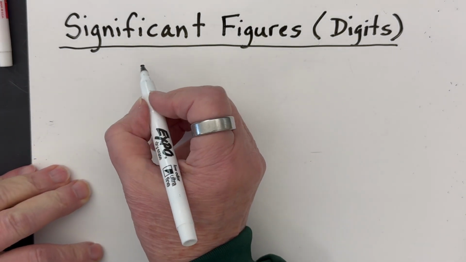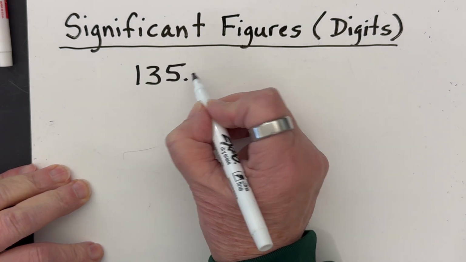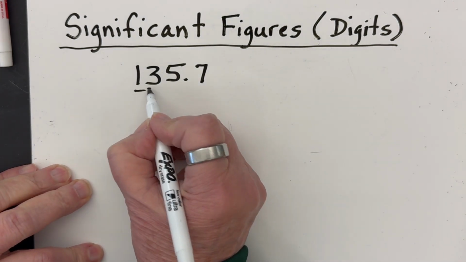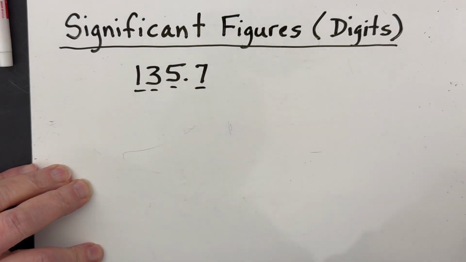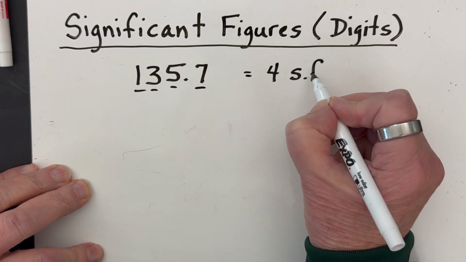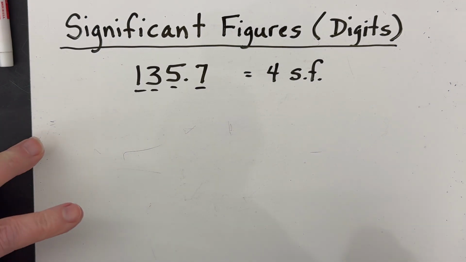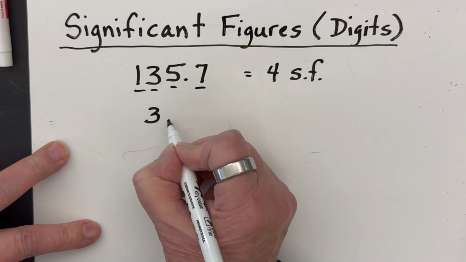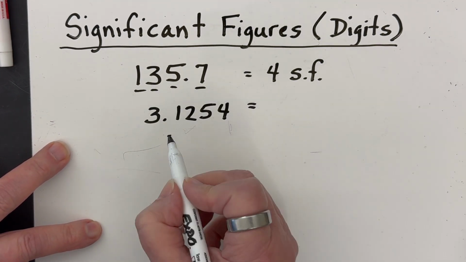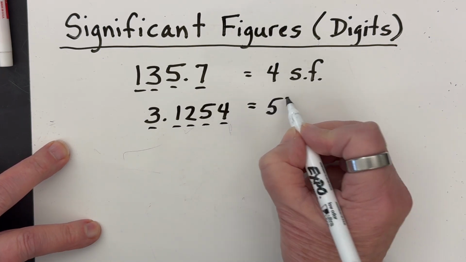So if you have a number like this with no zeros in it, all digits are significant, so that would have 4 sig figs, 4 significant figures. So a number like this would have how many? 5 sig figs.